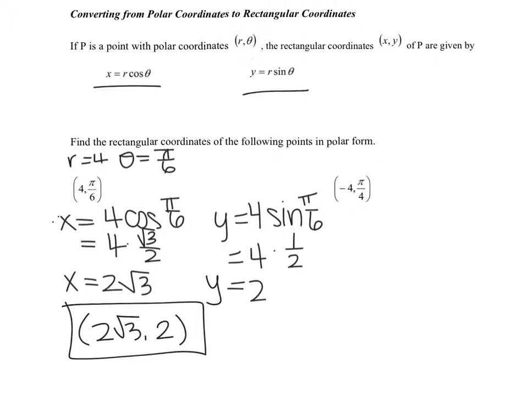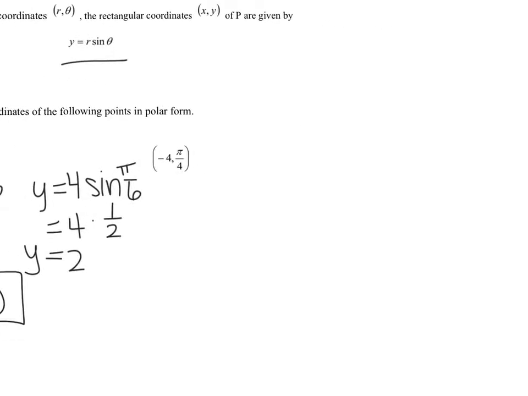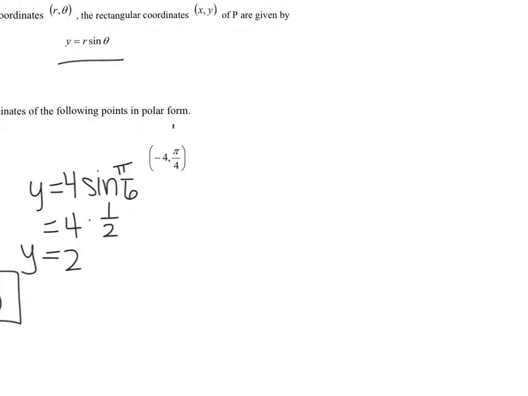So if you were to compare a polar graph to a rectangular one at the same time, these points would fall in the exact same place. That's what that means when you convert. So our next example is -4, pi over 4. So this time r is -4 and theta is pi over 4.